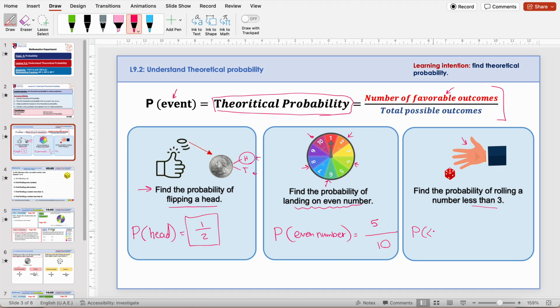Here, what's the probability of rolling a number less than 3? It's basically how many times in a dice we have a number that is less than 3. The outcomes are either 1, 2, 3, 4, 5, and 6. Which one of these are less than 3? 1 is less, 2 is less, 3 is not less. It's equal to 3. So I have two favorable outcomes out of how many total outcomes? Basically 6. 2 out of 6.